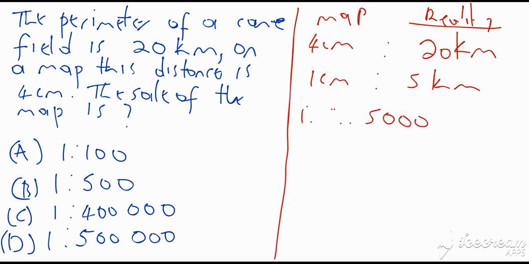And then, of course, you want to move from meters to centimeters. And we know that 100 centimeters make a meter. So we multiply this now by a further 100. So we add those 2 zeros there. So the scale becomes 1 to 500,000, which really means that 1 centimeter on the map is really 500,000 centimeters underground. So the correct answer here is D.